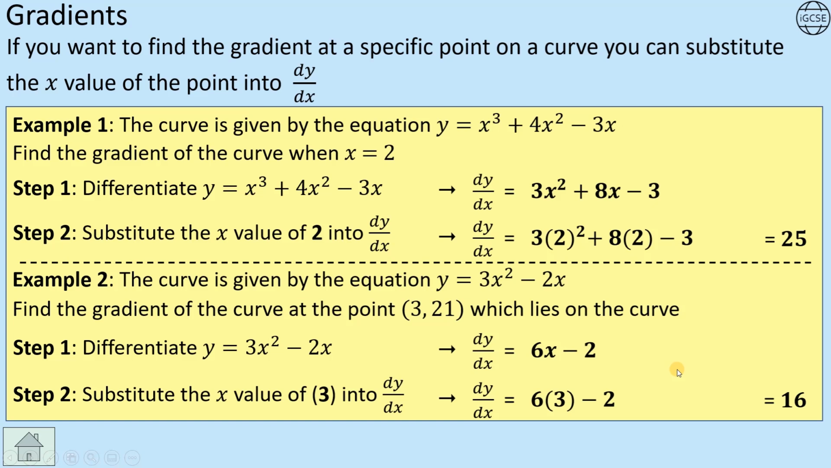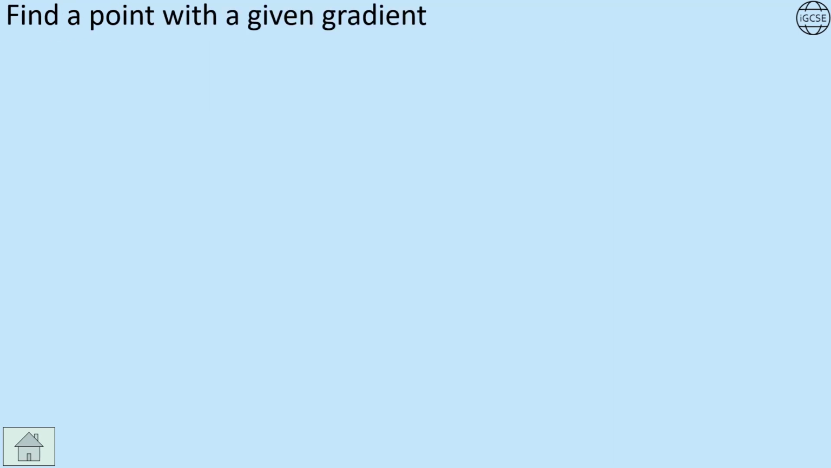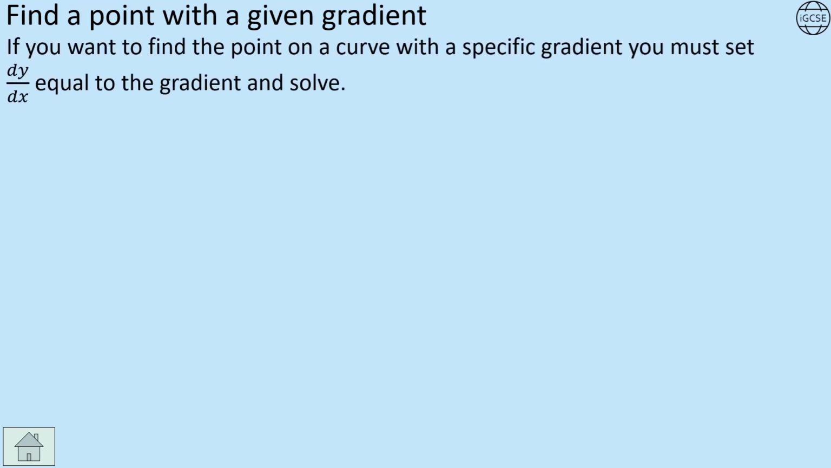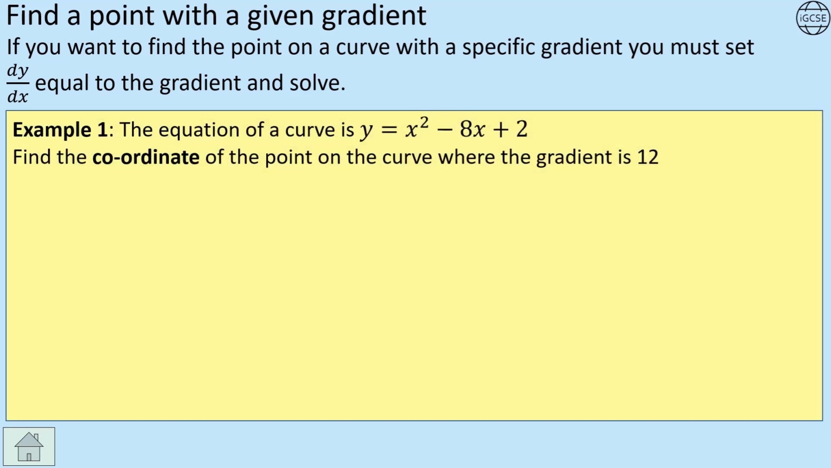All right, so that's how we do gradients. Well, what happens if we're trying to figure out where on a curve a particular gradient is? All right, so here it says find a point when you have the gradient. If you want to find a point on the curve with a specific gradient, then you still need to differentiate it, but make that equal to the gradient and then solve it. So let's look at a couple of examples here.